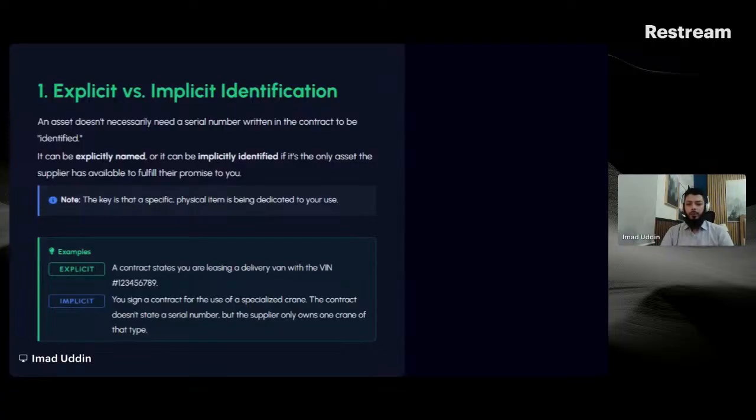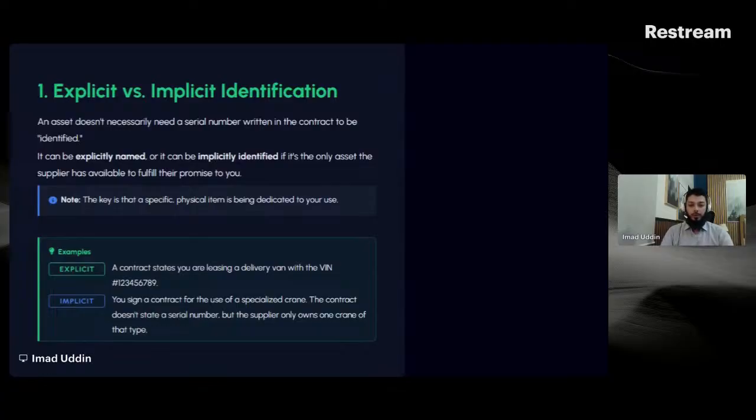So here are quick examples of how a particular asset can be identified either explicitly or implicitly. Explicitly, a contract states that you are leasing a delivery van with a particular number.